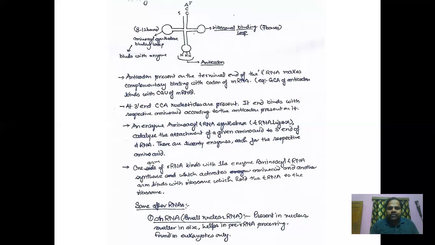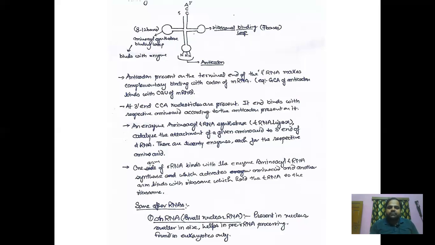So now we will see some other, different RNAs. One is small nuclear RNA, snRNA. These are present in the nucleus, smaller in size, help in pre-RNA processing, and are found in eukaryotes only. We should know that when transcription happens, DNA encodes mRNA, and the mRNA will be formed in the form of nascent mRNA, and that nascent mRNA will have coding and non-coding sequences.